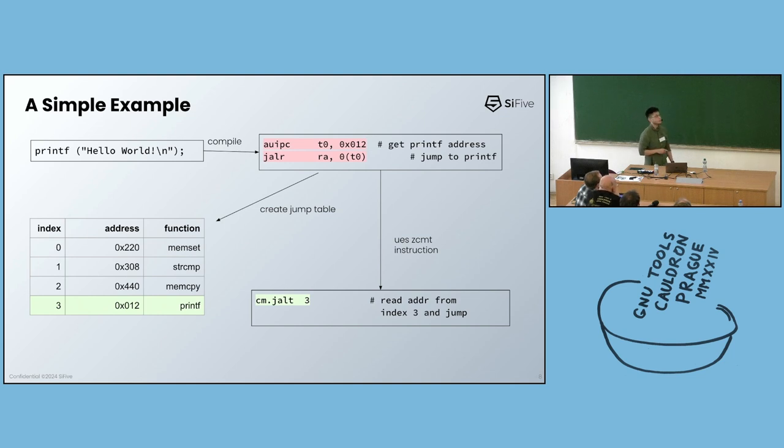With Zcmt, we generate a table, and in this table we store the function addresses. For example, memset has address 0220, and printf has address 0212. After we establish this table, we can use a special instruction in Zcmt called cm.jalt. The three here means we fetch the address from the third entry and jump to the address in that entry. So with Zcmt, we can reduce two instructions into one. That's the general idea of Zcmt.